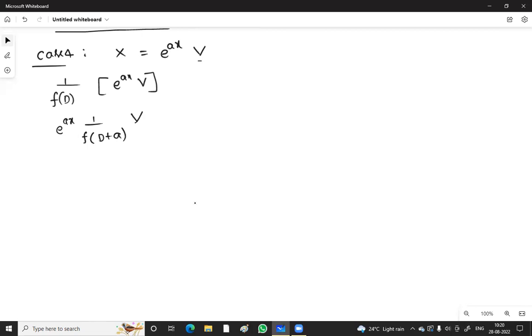It means firstly you have to operate 1 over f of D on e power ax into V. Now when you put D plus a in the place of D, you do not need to operate on e power ax. E power ax you can bring to the left hand side. Now you only need to operate on V. V may be any function, like we know it may come under case 1, case 2, or case 3. You know how to solve case 1, case 2, case 3, whichever V falls under. That's it. This is case 4.